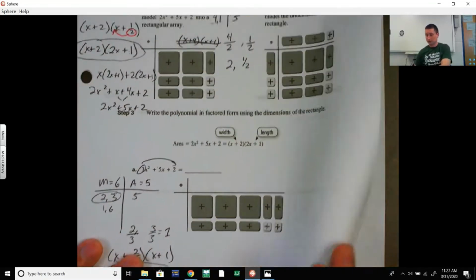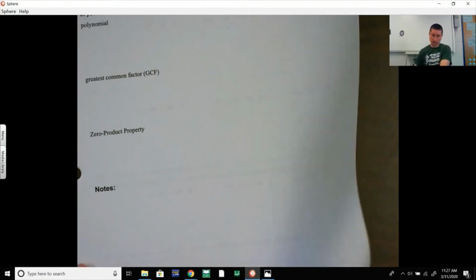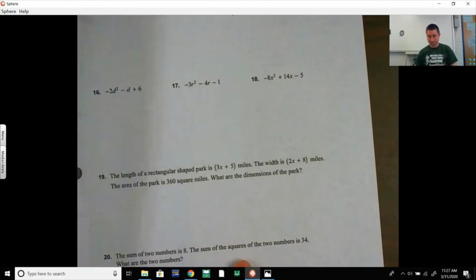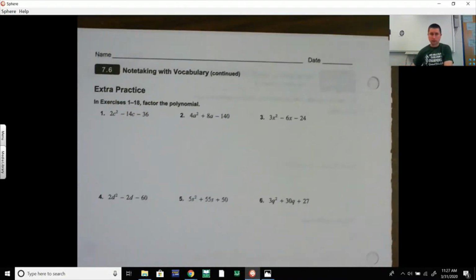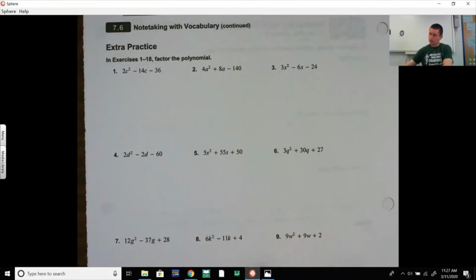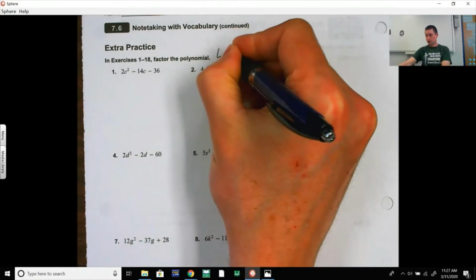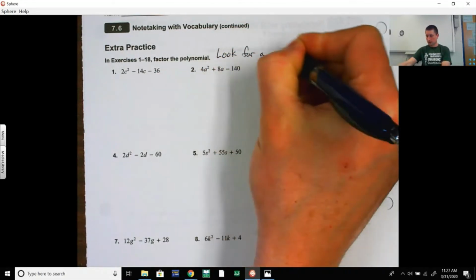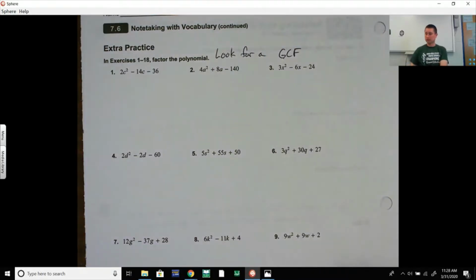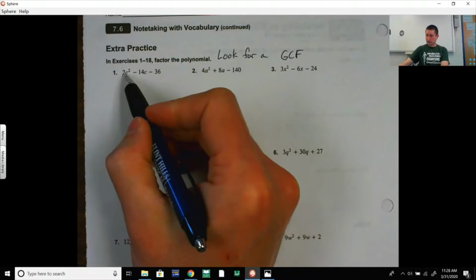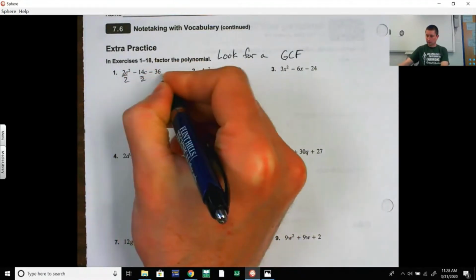Now, it seems pretty easy when the numbers are low. When we get some big numbers, it can get to be overwhelming. Okay. So, a few curveballs. Factor the polynomial. We see a 2 in front. Before you do anything, look for a greatest common factor. Okay, if we can get that front number off, we want to do that. So you notice each of these here are divisible by 2. So I'm going to divide each of these by 2.